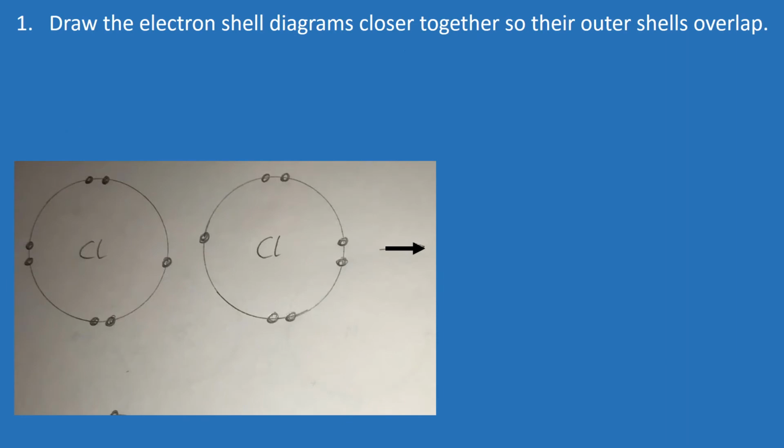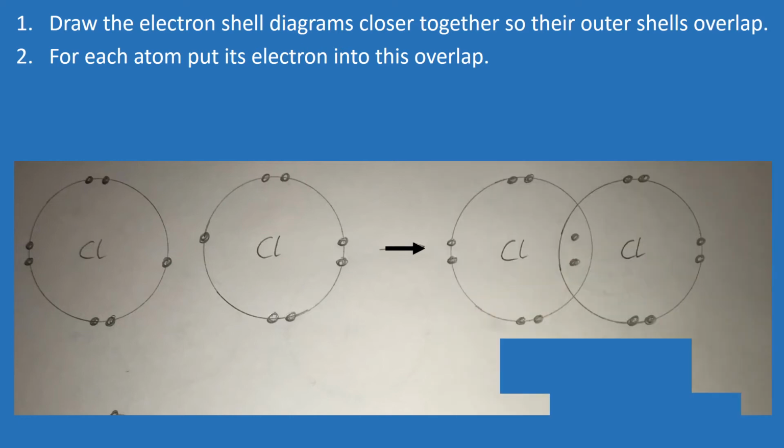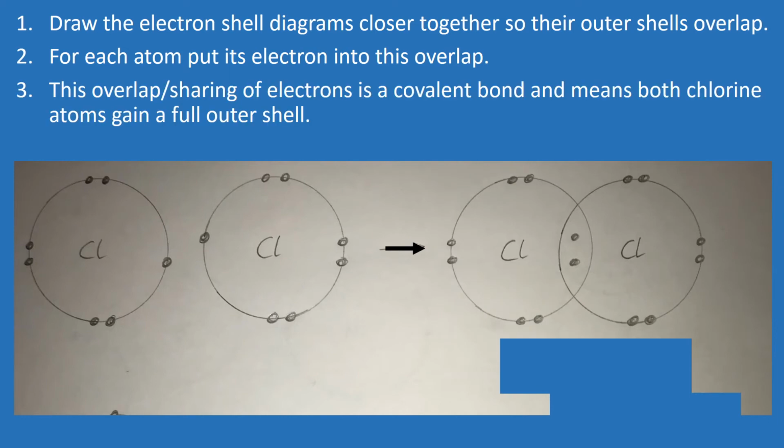So you know the drill now. Draw them again so that the outer shells of those chlorine atoms are overlapping. And put the electrons into the overlap from each of the atoms. And we should end up with something like this, and there we can see we've got our covalent bond formed again. There's a pair of electrons in there.